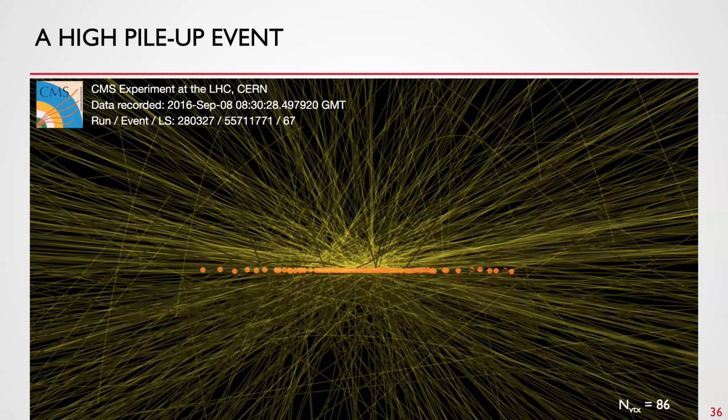This is what a real event looks like. It was taken in 2016. It has 86 vertices. That's about as bad as it gets. So one of these is interesting, and 85 are not interesting, and all the tracks that are shown here are removed.